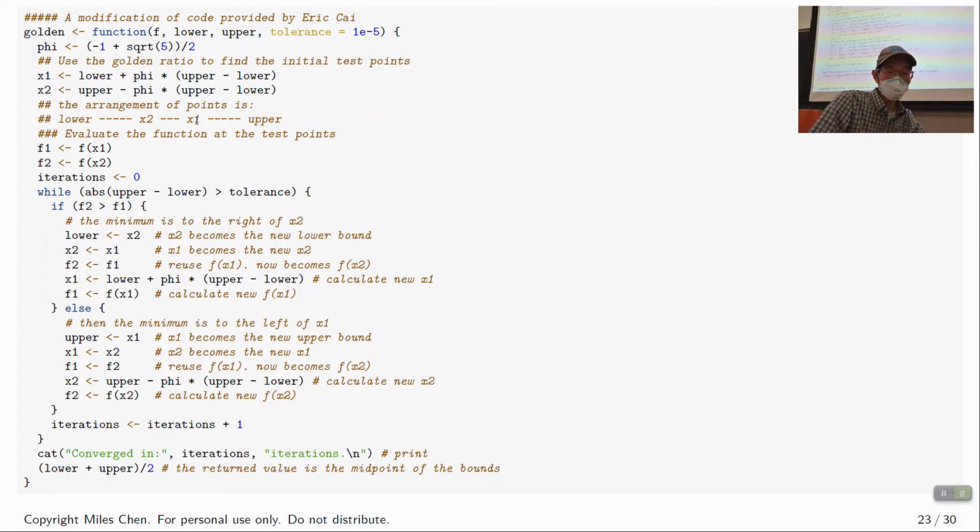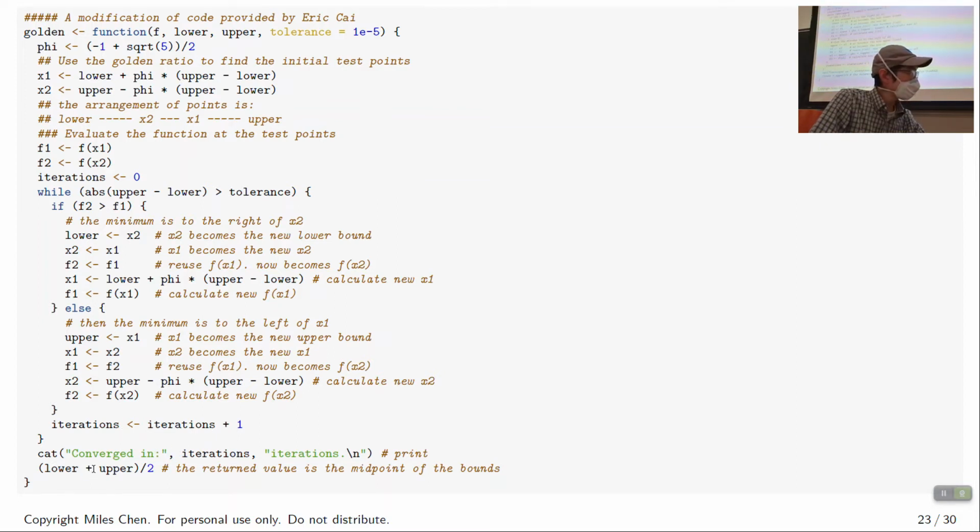flip it around. We'll throw away everything to the right of x1. x1 becomes my new upper bound. x2 becomes the new x1. f2 becomes the new f1. We calculate a new x2 and calculate a new f of x2. And that's it. And we just repeat this over and over again. And we'll keep track of the number of iterations. And then at the end, we will tell how many iterations it took to converge.